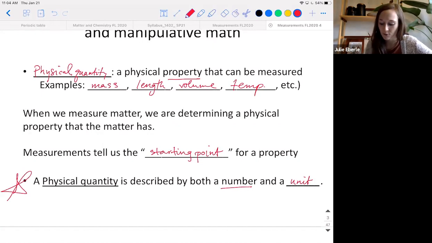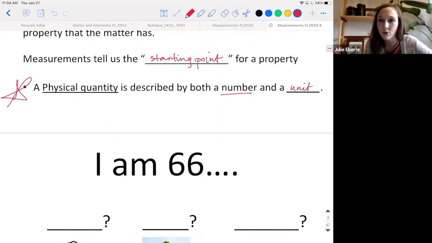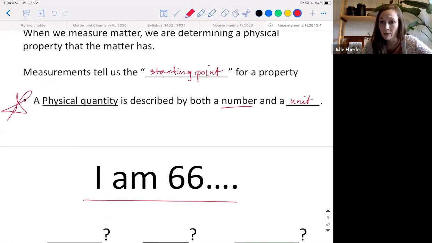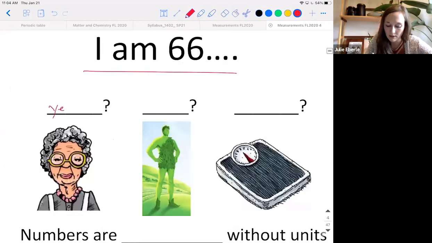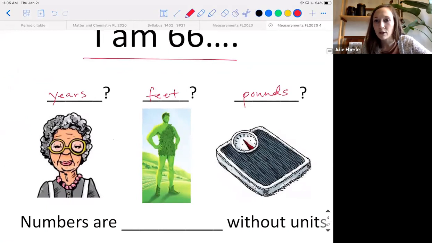And here's why. Because numbers don't mean anything if you don't have units. For example, if I just tell you this phrase right here, I'm 66. You have no idea what I mean. 66 what? Okay, I could mean many different things. I could mean that I'm 66 years old. Is that what I mean? Do I mean that I'm 66 feet tall? Yeah, right. Do I mean that I'm 66 pounds? Definitely not. But I'm just trying to illustrate the point. There could be so many different meanings unless I give you more information.